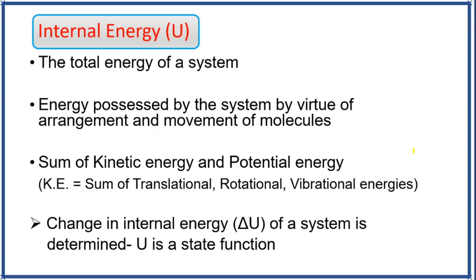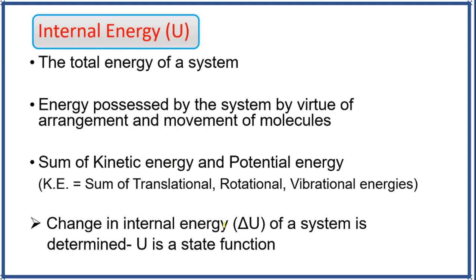Now we will move on to the concept called internal energy. This internal energy is nothing but the total energy possessed by the system. That means total energy means there will be two types of energies. One is kinetic energy, the other one is potential energy. By virtue of arrangement, the energy gained by that particular system is called potential energy, and by the movement of molecules, the energy is called kinetic energy. So internal energy is the sum of kinetic and potential energies.